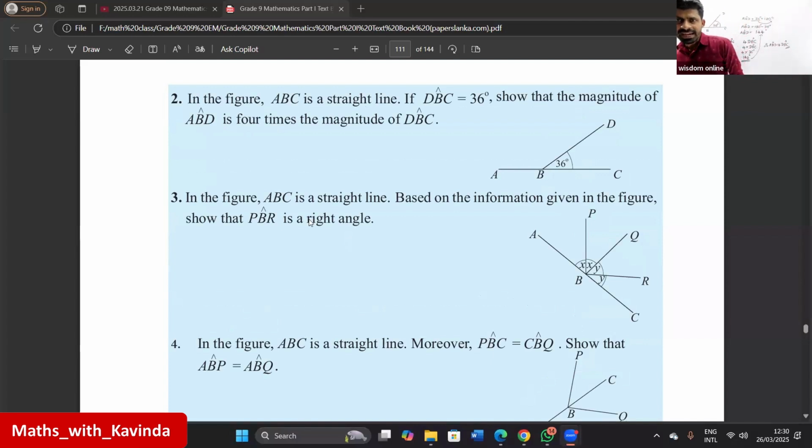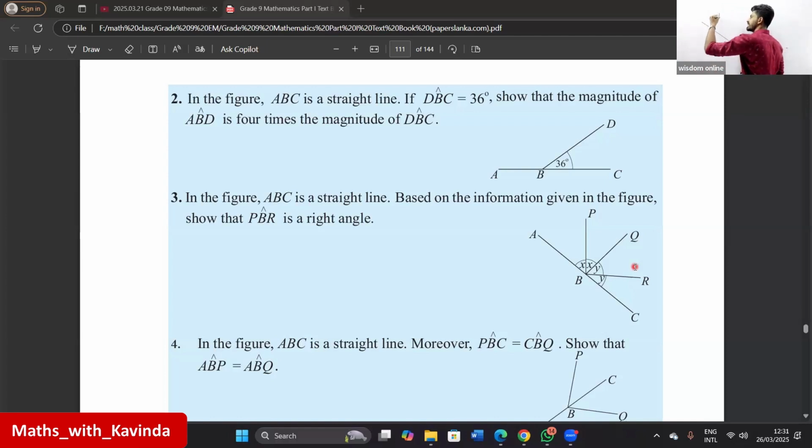In the figure, ABC is a straight line. Based on the information given in the figure, show that PBR is a right angle. How can we prove that one? We need to prove that it is a right angle. Right angle means how many degrees? 90 degrees. A right angle is 90 degrees.